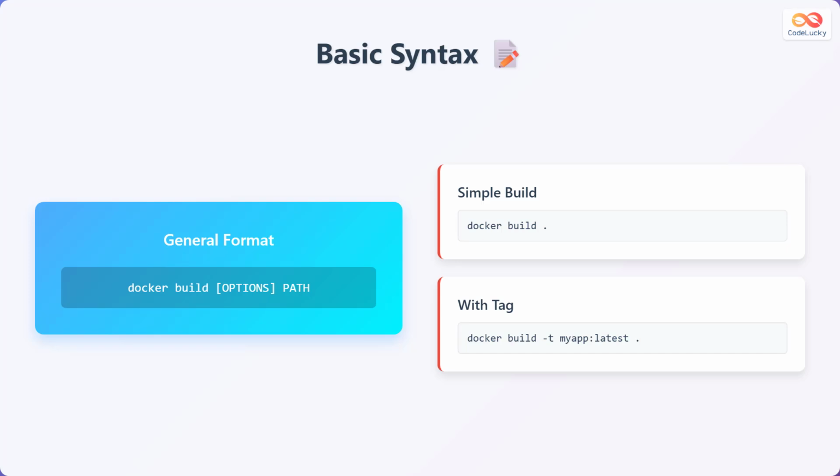The basic syntax of the Docker build command is docker build, followed by options and then the path. Some of the build examples are docker build . This command builds an image from the Dockerfile in the current directory. Another example is docker build -t myapp:latest. This command builds an image, tags it as myapp:latest, and uses the Dockerfile in the current directory.